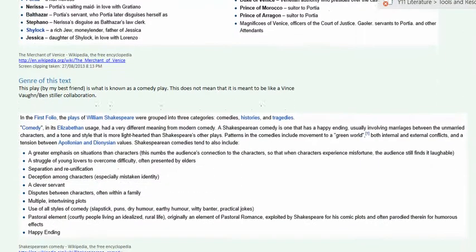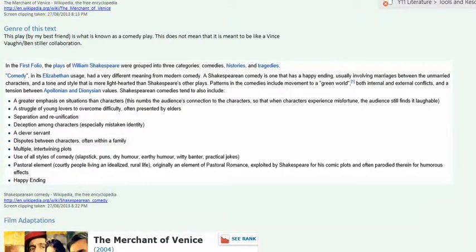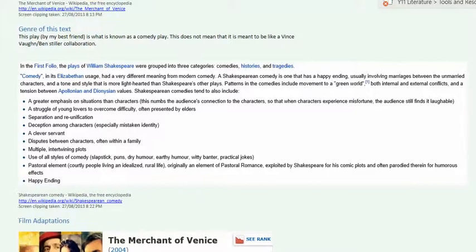Now the genre of this text is why I love it. Shakespeare is well known because of his tragedy plays, I say as the screen wobbles aimlessly. Whoa. But this is a comedy play, Shakespearean comedy play. Does not mean it's meant to be like a Vince Vaughn or Ben Stiller collaboration. There will be no dodging wrenches or dodging balls. I'm putting that out there now, and I'm sorry if that's what you were hoping for. Ain't gonna happen.